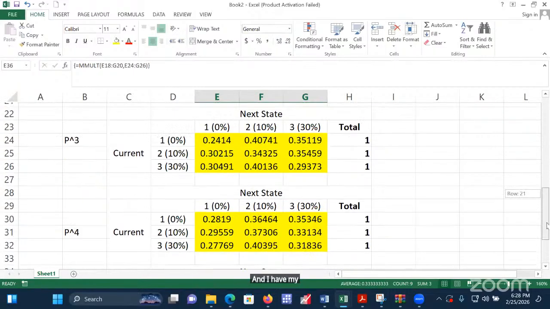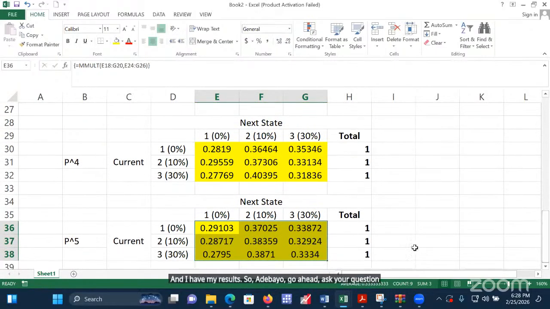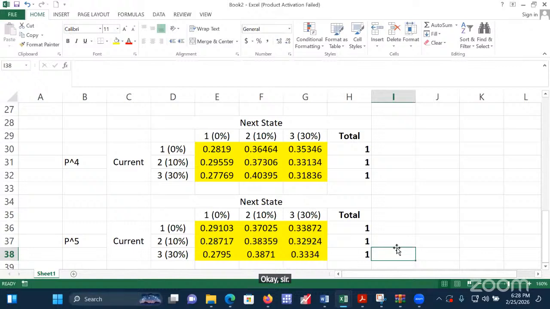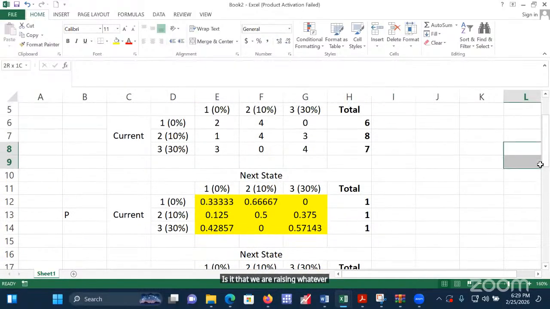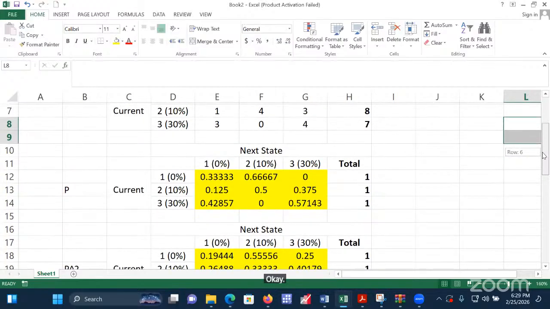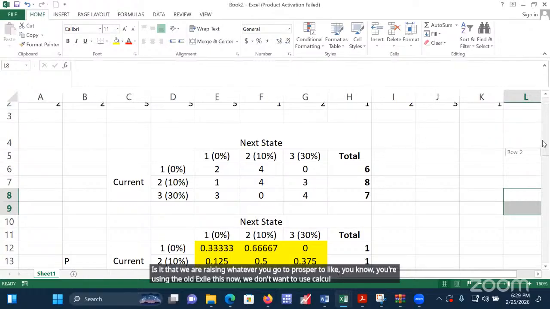So Adebayo, go ahead, ask your question. Okay, sir. Thank you, sir, for the lecture so far. This multiplication, I don't really understand what we are multiplying together. Is it that we are raising whatever figure to power 2? Like, sir, you are using the Excel now. We don't want to use a calculator. Please, sir, can you put us through? Because it's somewhat confusing.